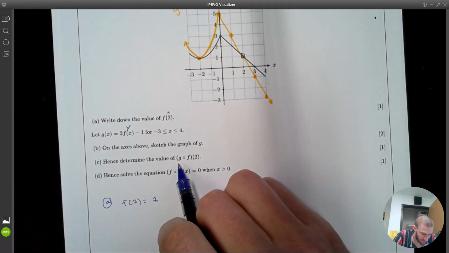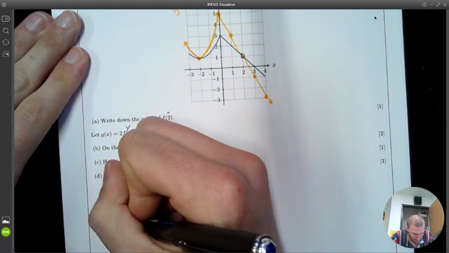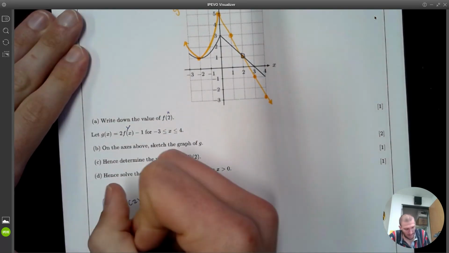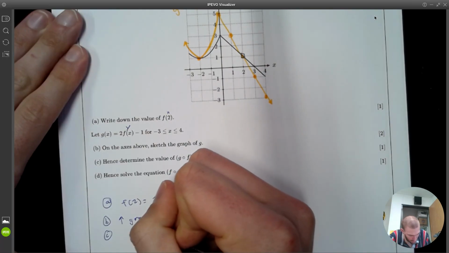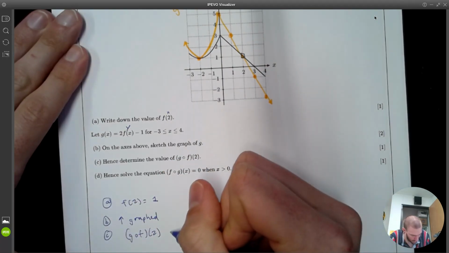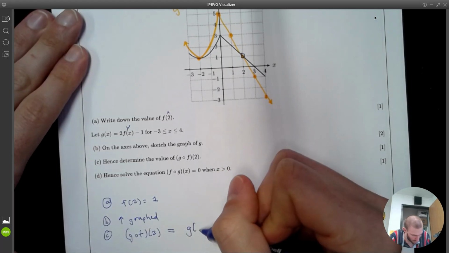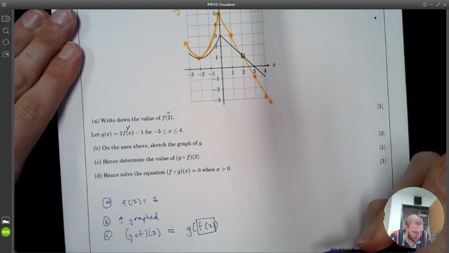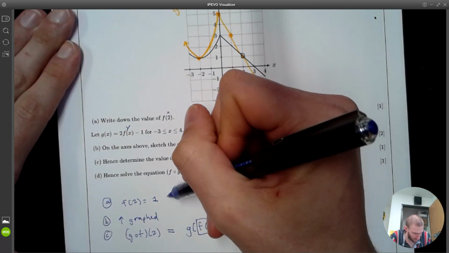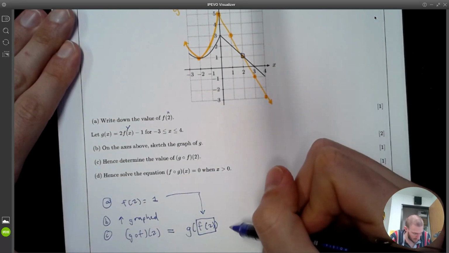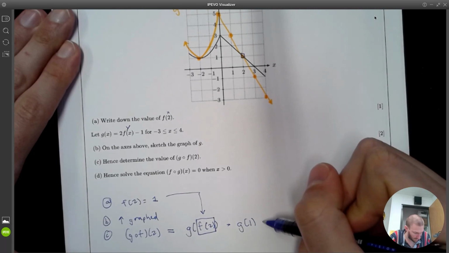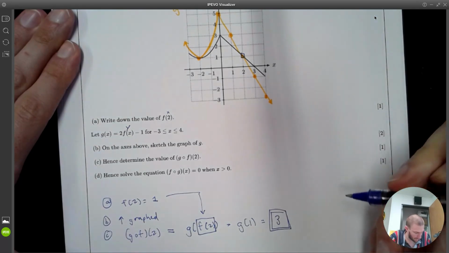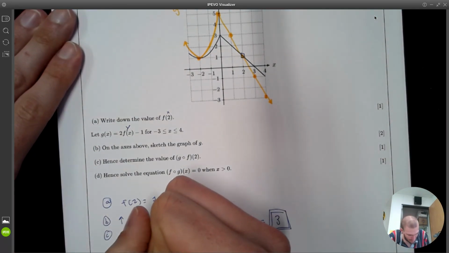Determine the value of f of g. So that means that I need to take B is graphed. C, g of f of 2 is the same thing as g of f of 2. And that means I want f of 2, which I already figured out is 1. So that means I want g of 1. And g of 1 is 3. Nice. Another point.